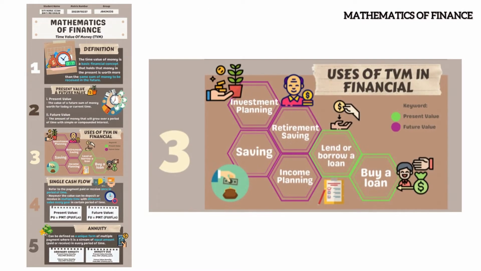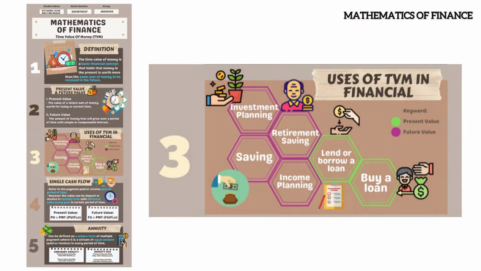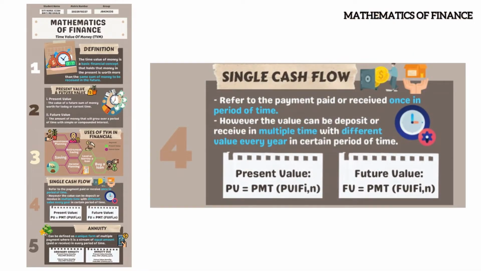We continue to the uses of time value of money in finance. In future value, time value of money is used for investment planning, savings accounts, retirement savings, income planning, and more. In present value, time value of money is used to lend or borrow a loan and also to buy a loan.